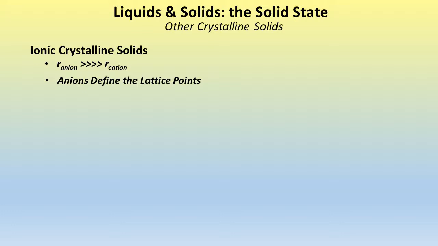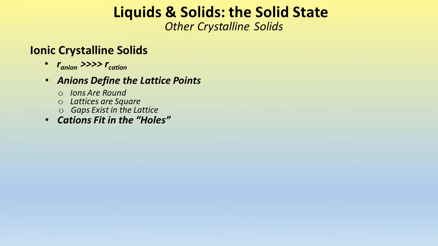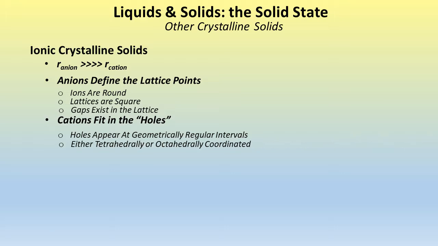As you have a packing of spheres, ions are round, lattices are square, therefore there will be gaps existing within the lattice between the anions. The cations fit in these gaps, which are called holes. Holes appear at geometrically regular intervals because the lattice itself is geometrically regular. And therefore every cation is either going to be tetrahedrally or octahedrally coordinated.